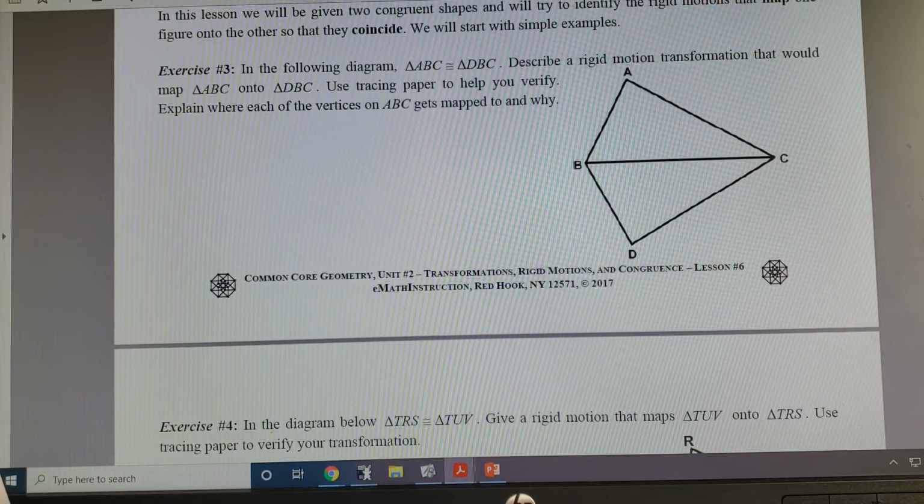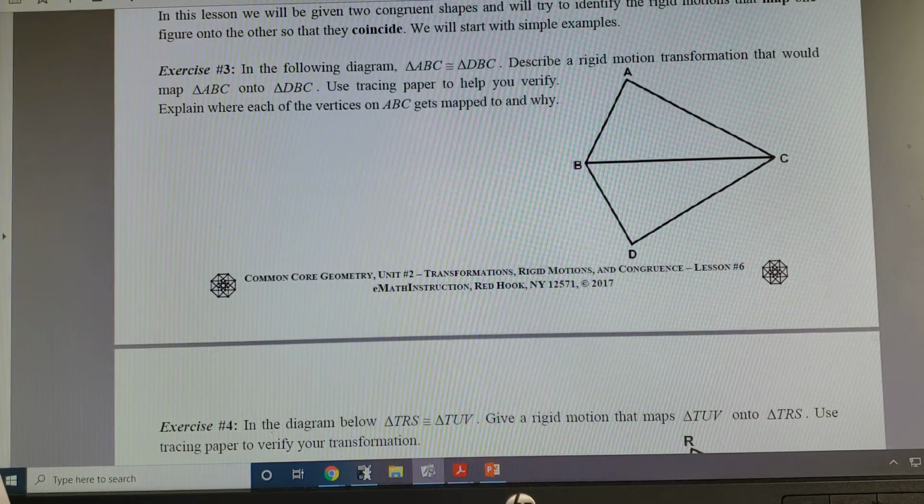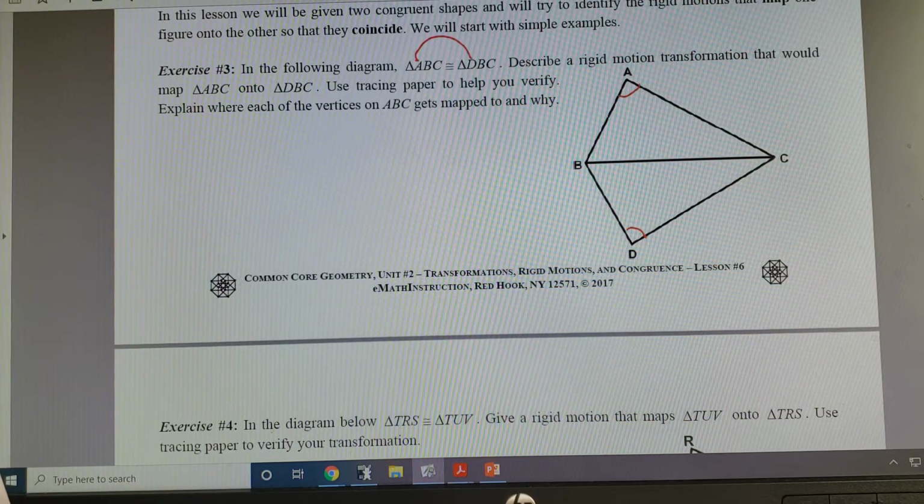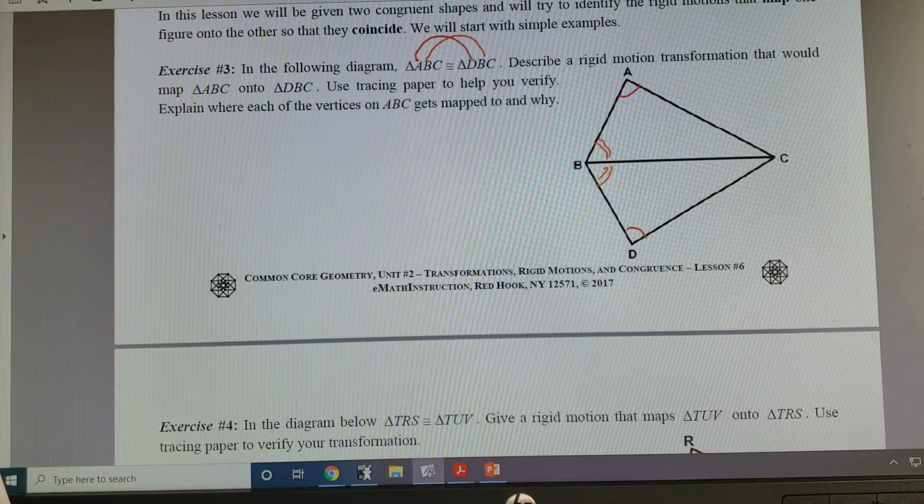So in exercise 3, in the following diagram, it is known that triangle ABC is congruent to triangle DBC. So just remember that that means that angle A is congruent to angle D. So I'm going to put one arc at A, one arc at D. It's telling me that B is congruent to B. Now you'll notice that the top B is congruent to the bottom B, so two arcs. And C is congruent to C. Again, that's the top C is congruent to the bottom C. So three arcs and three arcs. This one looks pretty easy.